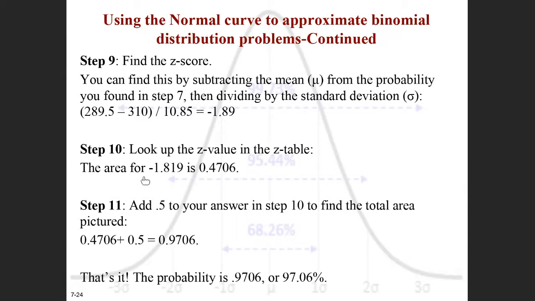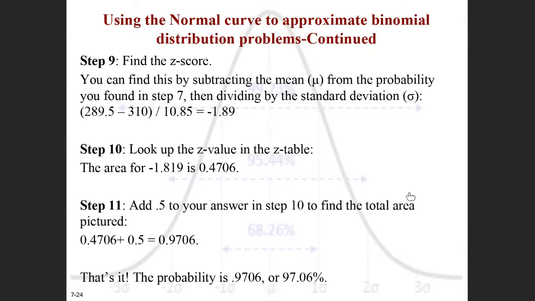So we found 0.4706 for the z-score of minus 1.819, which is below the mean, right? So we only found that area from minus 1.819 to the mean, which is 0.4706, but we also have to add the additional 0.5, 50%, which is on the right side of the curve. Does everybody understand that?